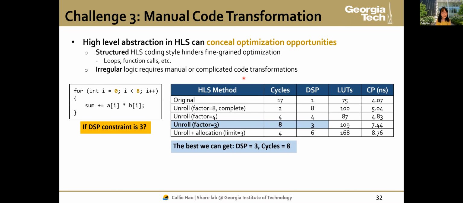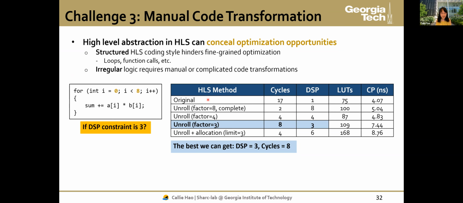Let me show you an example. Here, this is a very naive, cooked-up piece of code. This is a very natural case that a lot of people are seeing: what if the DSP constraint is only 3, that you're not allowed to use 8 DSPs, you're only allowed to use 3 DSPs? Can we achieve this efficiently without doing anything else using the HLS tool? So let's observe that.